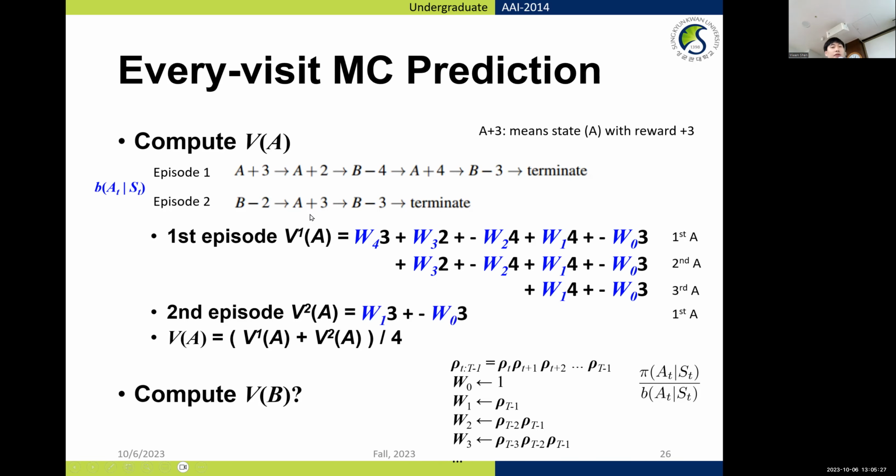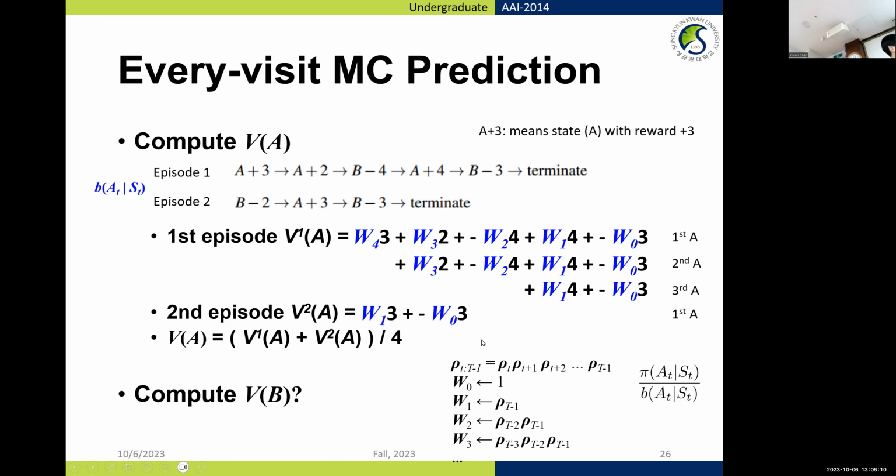Similarly, the second episode is simple because A just happened once. We can just write down minus 3 times W0 and W1 times 3, so plus 3 and minus 3, the rewards. Then eventually we calculate VA by summing V1A and V2A divided by 4, because we counted 4 visits of state A. The first episode has 3 visits and the second has only 1 visit, so we divide by 4. Then we get some value.